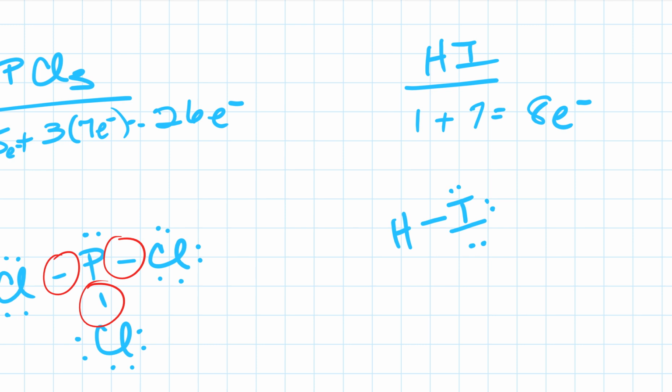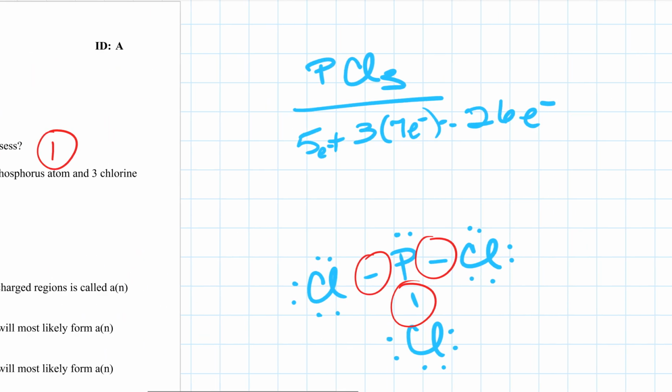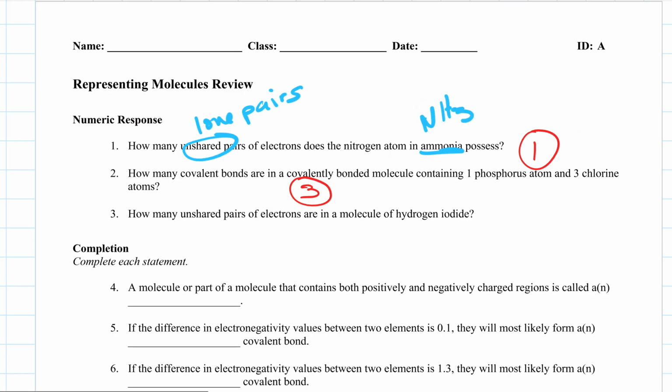And we're asked about how many pairs of lone pairs or pairs of unshared electrons there are. So we've got 1, 2, 3. The answer for that one is 3.